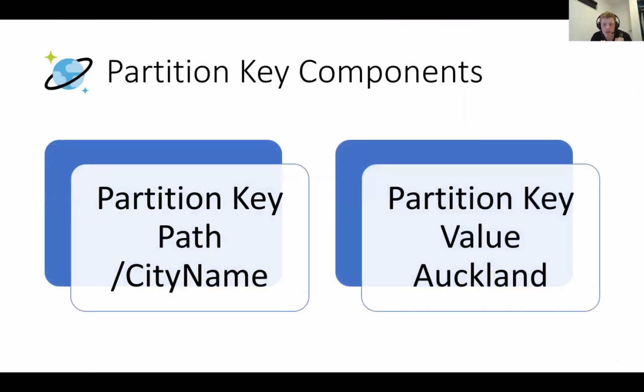Partition keys have two components, essentially the path and the value. Think of the hotel example from before. We can see that the partition key path is city name. Key paths in Cosmos DB accept alphanumeric and underscore characters, and you can set partition keys on nested objects within your JSON document. Essentially it's just a path within your JSON document that you're choosing to partition on. The partition key value would be the value of that property. So in my document, I've got my partition key path of city name, and then the partition key value would be, in this case, Auckland. And this can be string or numeric.